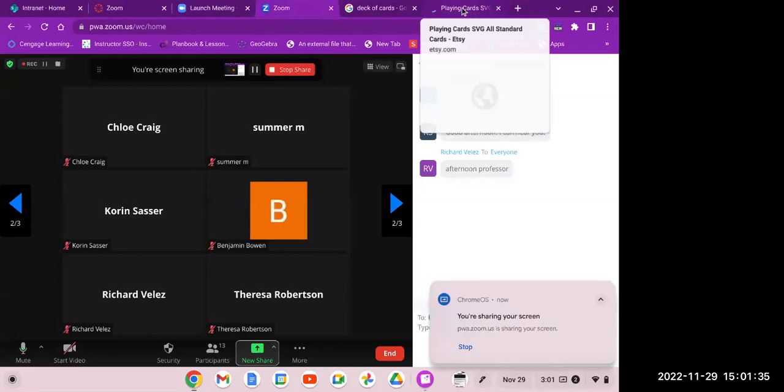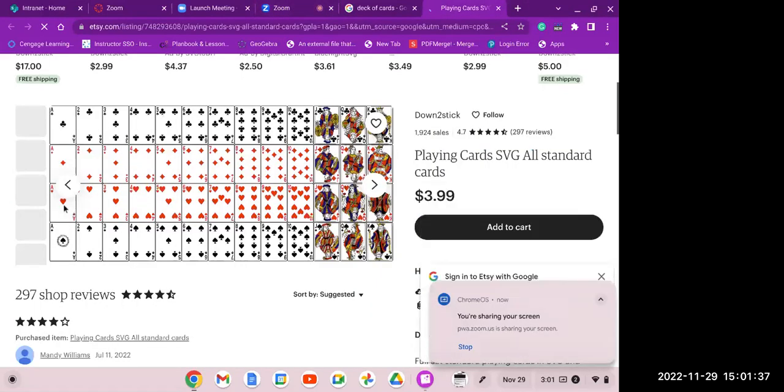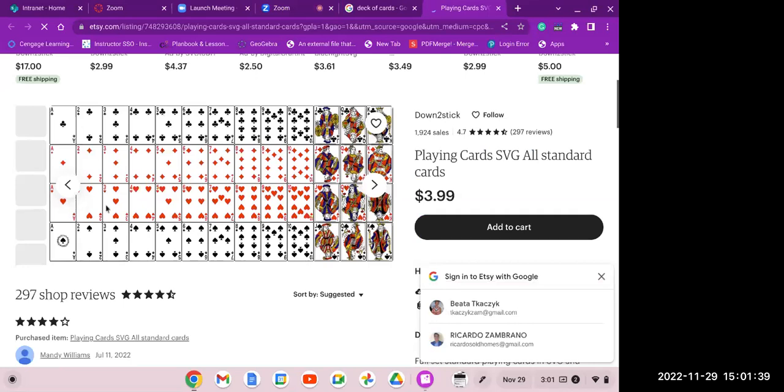Okay, so let me count how many cards have hearts on it. 1, 2, 3, 4, 5, 6, 7, 8, 9, 10, 11, 12, 13. So 13 cards have hearts on it. So like you see, you have 4 different types, and hearts repeat 13 times. So I have 13 cards with the hearts.